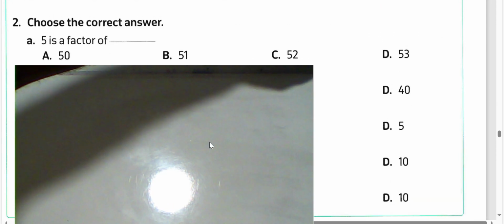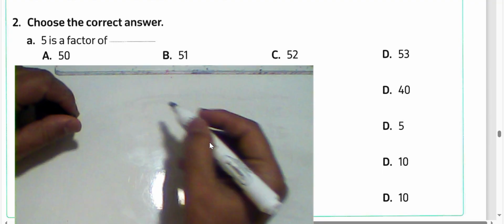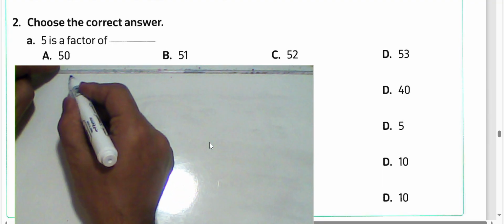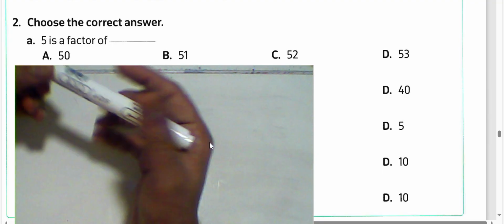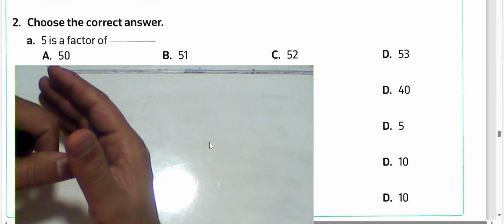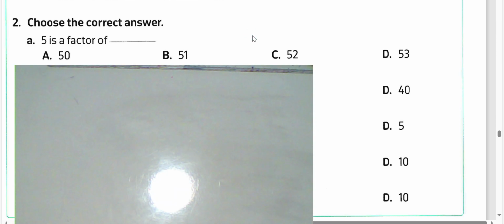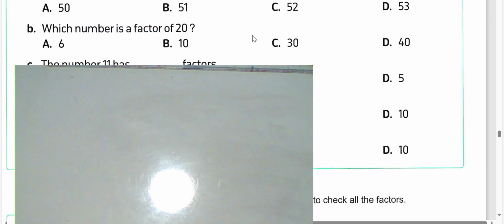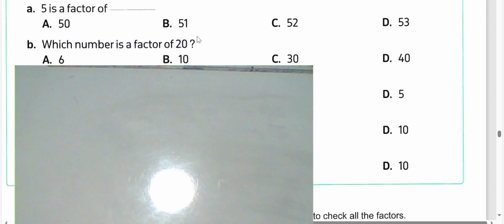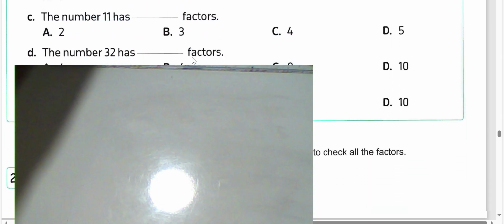Next question, choose the correct answer. 5 is a factor of what? What is the number that can be divided by 5? We have 50. The answer will be letter A. 50 can be divided by 5. Then 50 is a multiple of 5, and 5 is a factor of 50 because 50 can be divided by 5. Which number is a factor of 20? 20 cannot be divided by 8. 20 can be divided by 10. Then 10 is a factor of 20. Choose letter B. Next question.